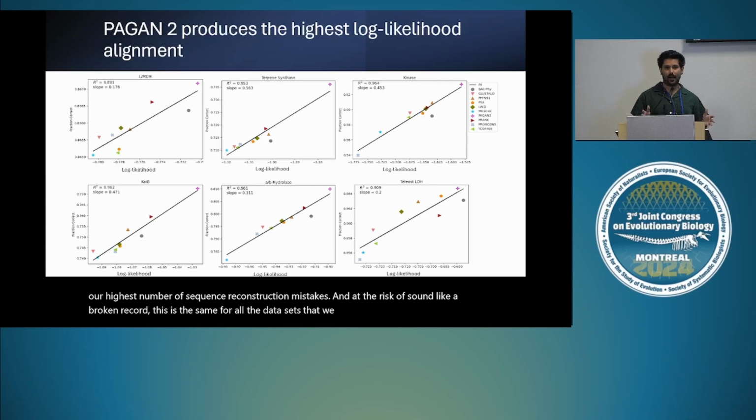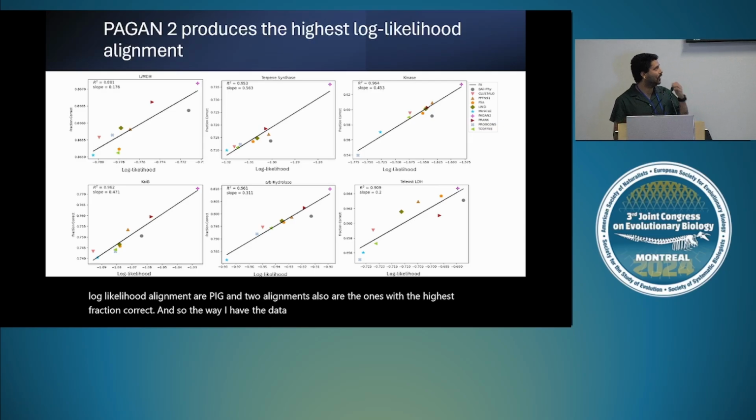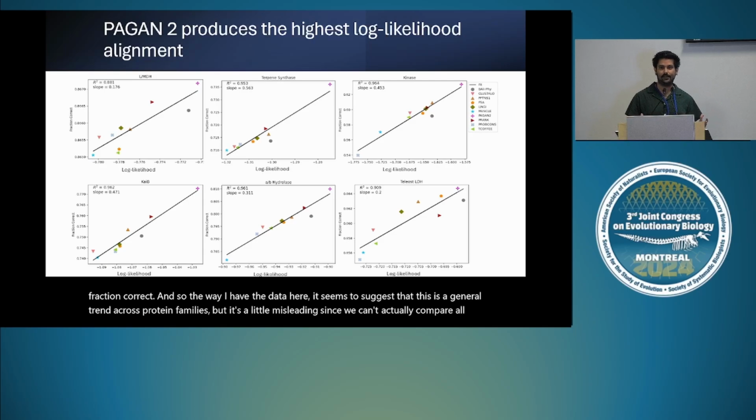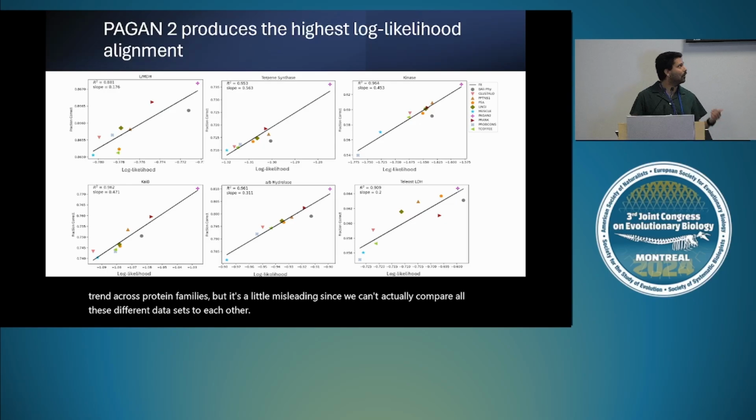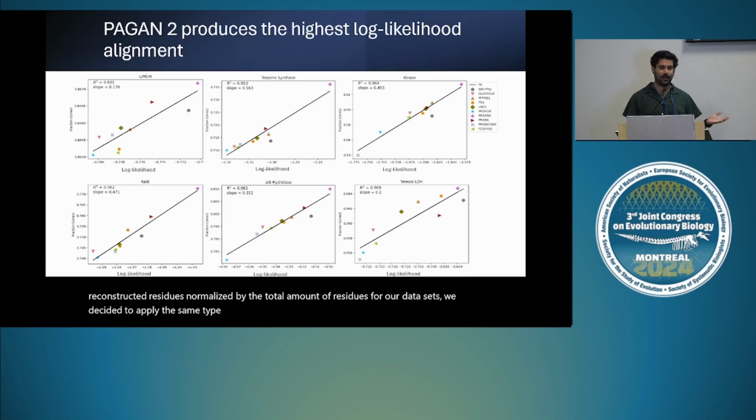We see that the highest log likelihood alignment, our Pagan 2 alignments, also are the ones with the highest fraction correct. And so the way I have the data here, it seems to suggest that this is a general trend across protein families, but it's a little misleading since we can't actually compare all these different data sets to each other. But since we're plotting fraction correct, which is really just the total amount of correctly reconstructed residues normalized by the total amount of residues for our data sets, we decided to apply the same type of normalization to our x-axis, to our log likelihoods.